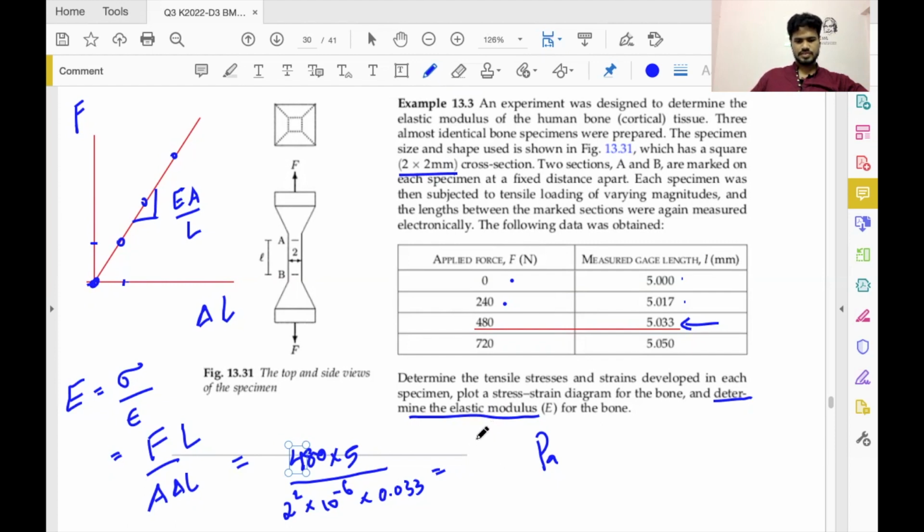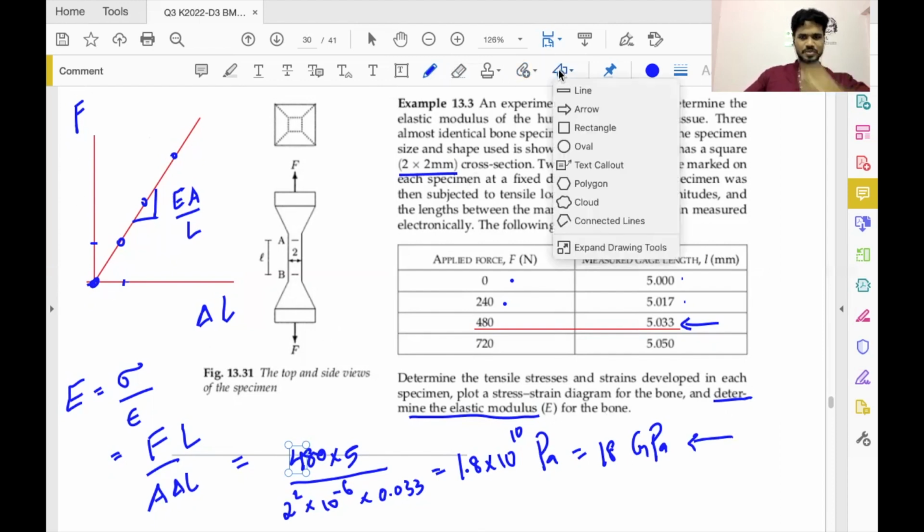What we get is 1.8 into 10 power 10, and this is 18 gigapascals. Steel would be roughly 200 to 500 gigapascals. We've also already seen this number kind of makes sense. And yeah, this detail is kind of interesting.